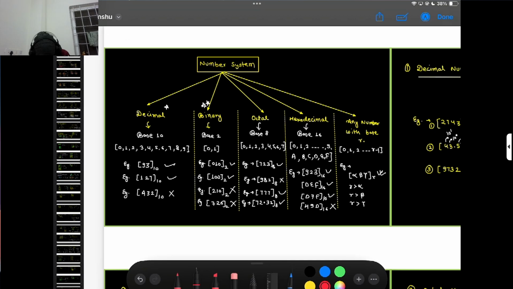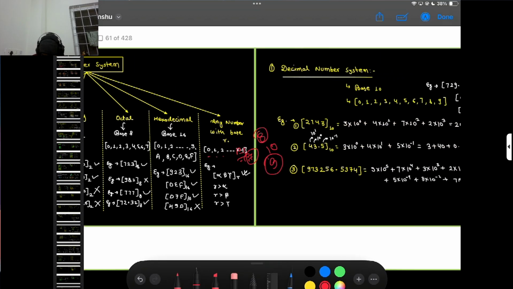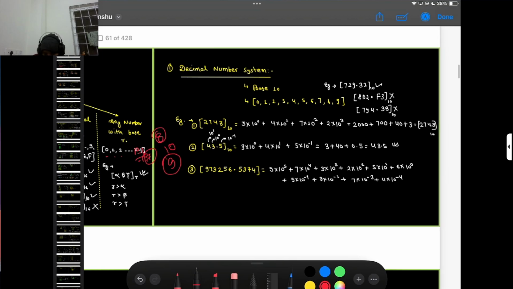Now number system, that is, number systems are decimal, binary, octal and hexadecimal. Any number with base r has digits from 0, 1, 2 up to r minus 1. So for base 8, the max is 7, up to 7. For base 10, the max is 9. And a hexadecimal number system is also present, along with the decimal number system.